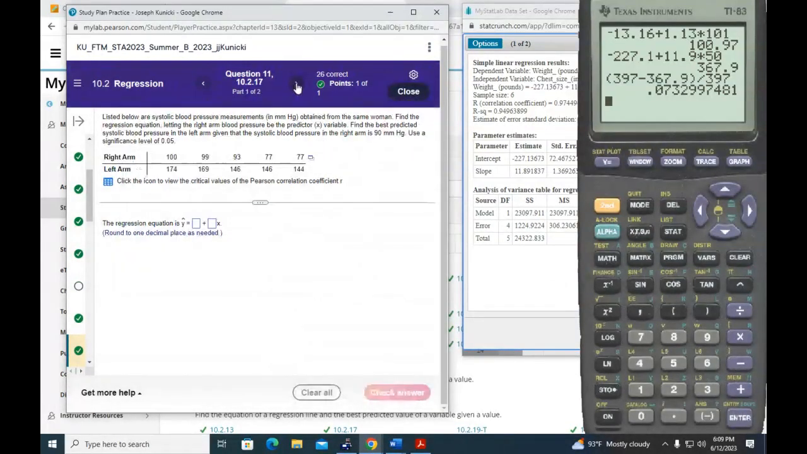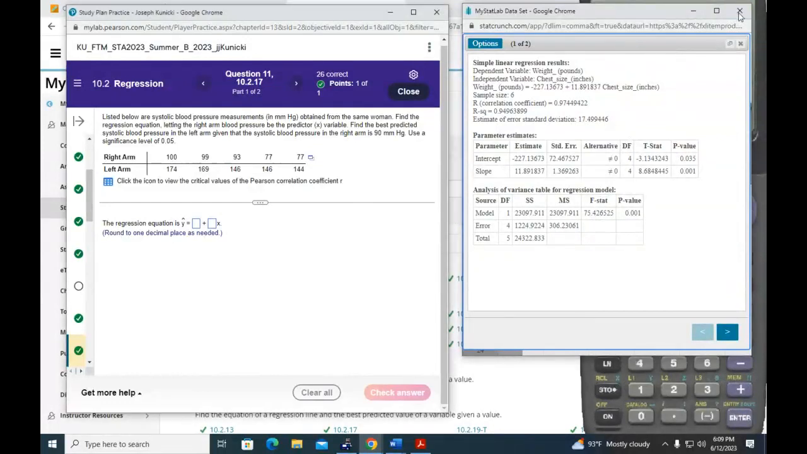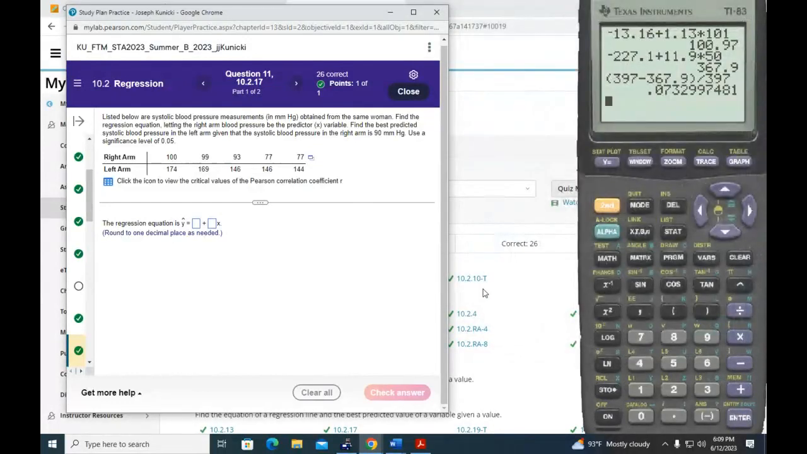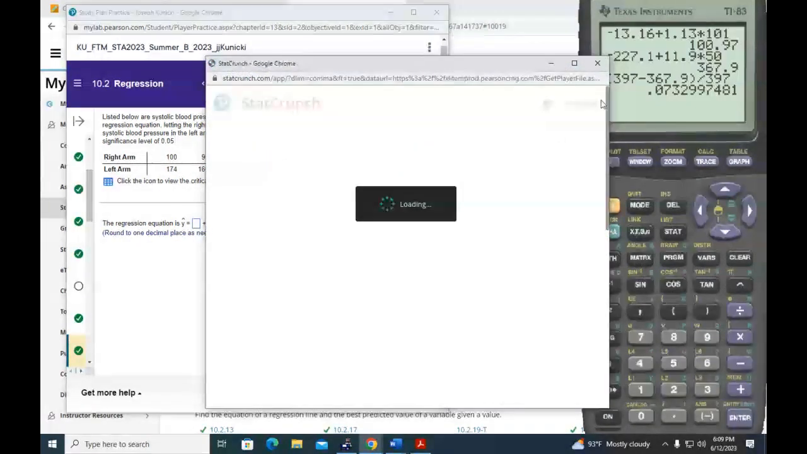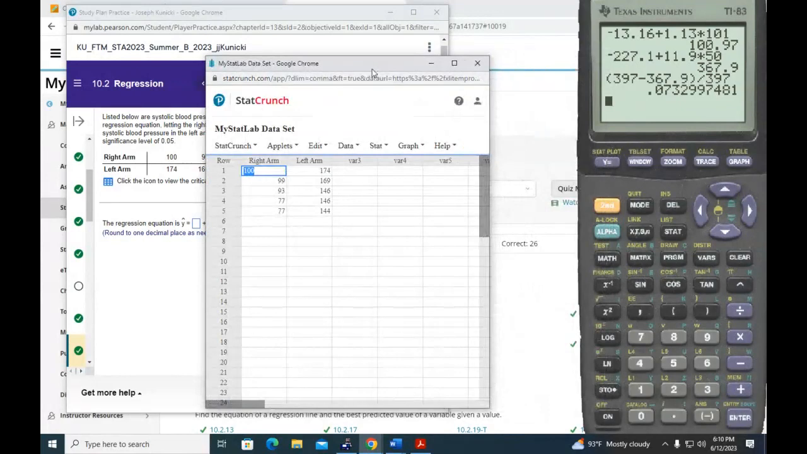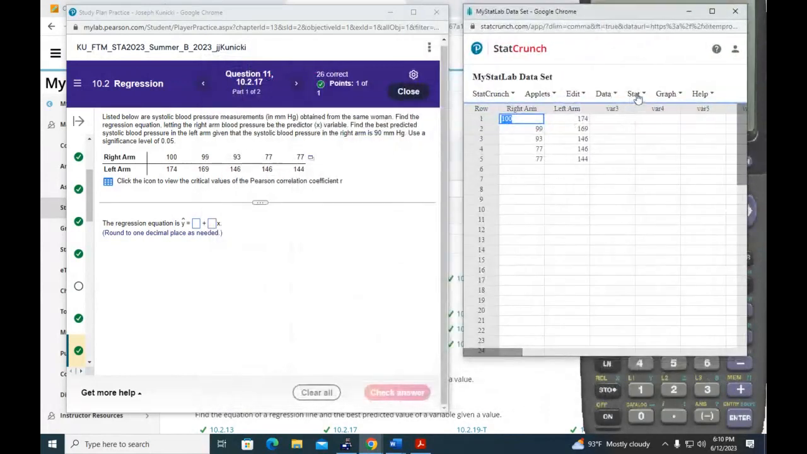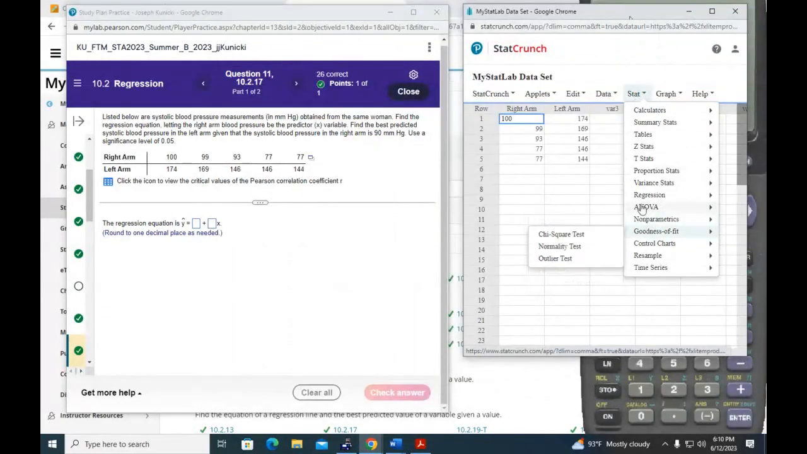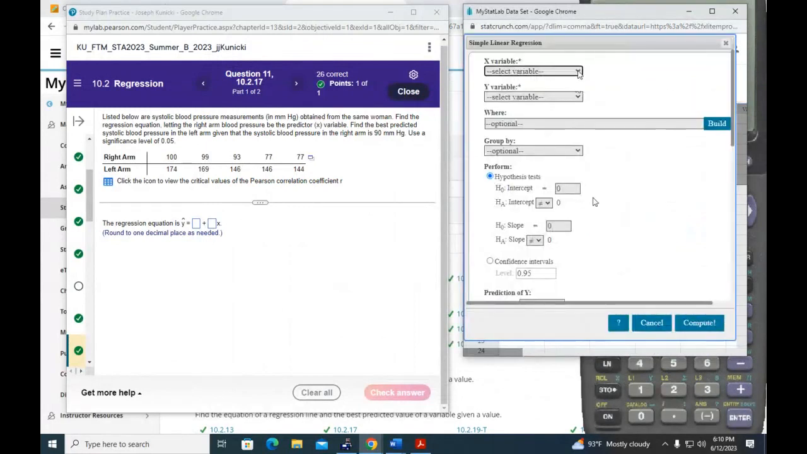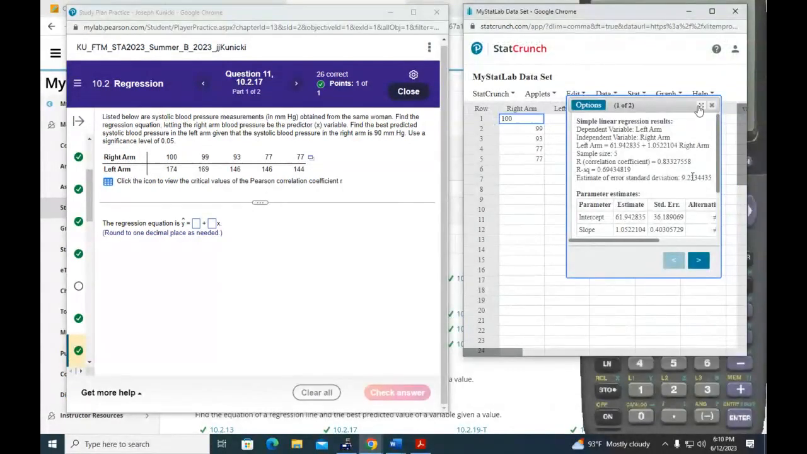Let's do 17. Systolic blood pressures for the same woman, right arm and left arm. And we want to use the right arm to predict the left arm. So we open it in StatCrunch. See, these are small samples. That's one of the problems here, but that's how it goes. Regression, simple linear. Right arm is the predictor, left arm is the one that's being predicted.